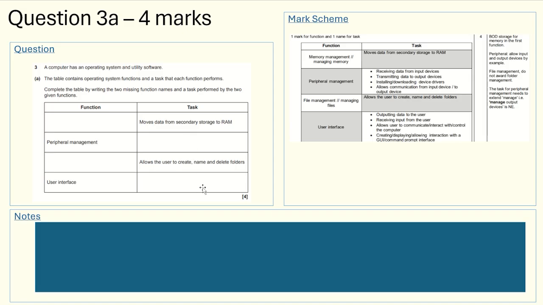Okay, so this one really is about functions of an operating system, of which there are 5. The only one that's not included in this question is user management. So actually making accounts, or the operating system is obviously responsible for making multiple accounts on a computer.